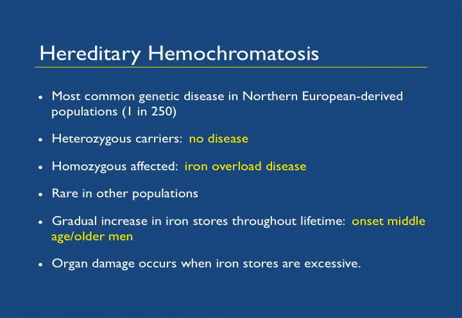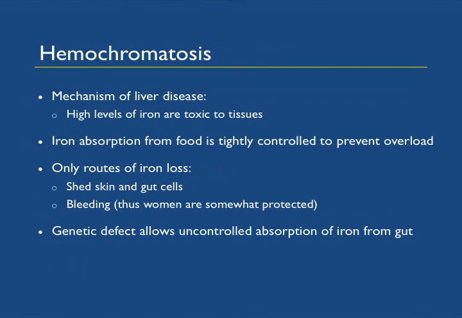There is a gradual increase in iron stores throughout the lifetime, so the clinical findings in the disease usually come on in middle-aged and often in older men who have had many years to get an overload condition. Organ damage occurs when iron stores are excessive. The mechanism of liver disease in hemochromatosis is that high levels of iron are toxic to tissues through oxidative reactions.